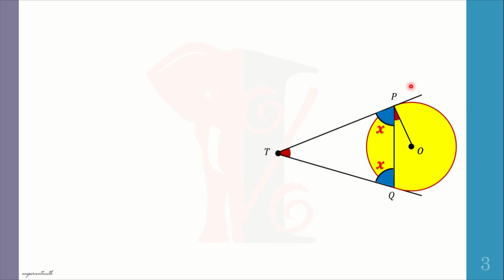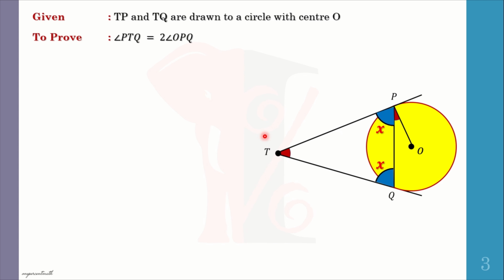So this is a figure where I already marked the things which I'm going to use over here. Okay, so let us write it. Given: TP and TQ are tangents drawn to a circle with center O, correct? That means TP and TQ are the tangents drawn from a point T. What I need to prove? The angle PTQ is equal to 2 times angle OPQ. That's what I need to prove. So here no extra construction we are doing, and we are going for the proof now.